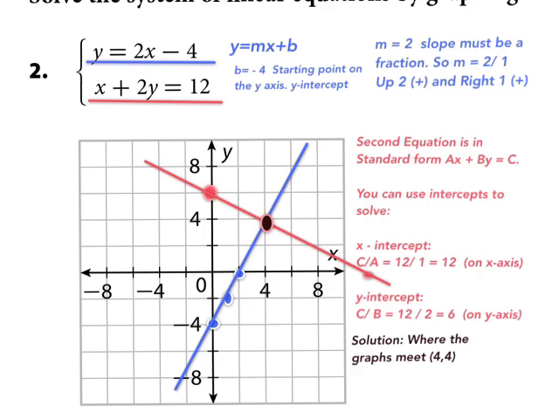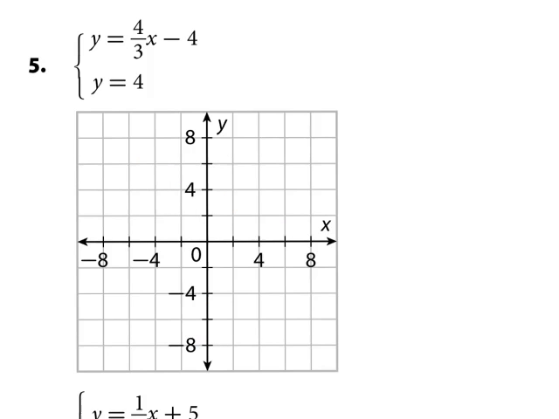The solution is one answer. It is one point where the graphs are meeting. And that was our goal, to find our x and our y. Our x is 4 and our y is also 4. And the point where they meet is 4, 4. Next, we will do number 5.